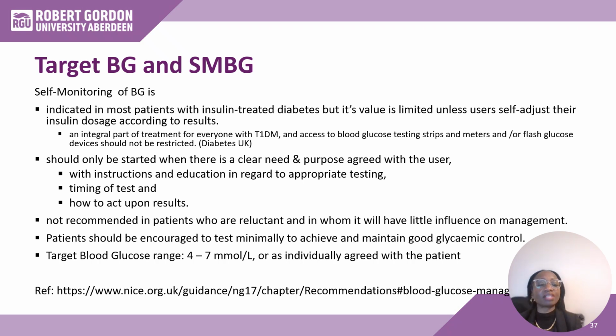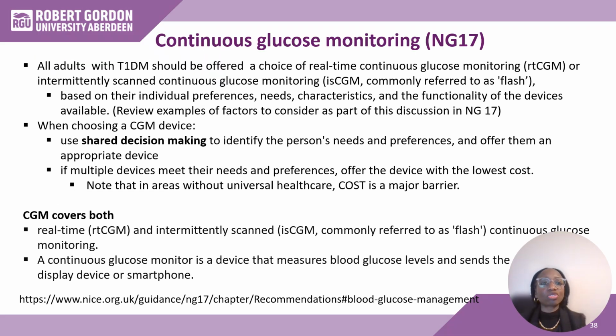Again, it is case by case. I've included here a link to the NICE Guideline 17 chapter on recommendation for blood glucose monitoring for you to have a look at. So when it comes to continuous glucose monitoring, all adults with type 1 diabetes should be offered a choice of real-time continuous glucose monitoring or intermittently scanned continuous glucose monitoring. So there's two options there. There's the flash and the RT, based on the individual preference, needs, characteristics, and the functionality of the devices available.